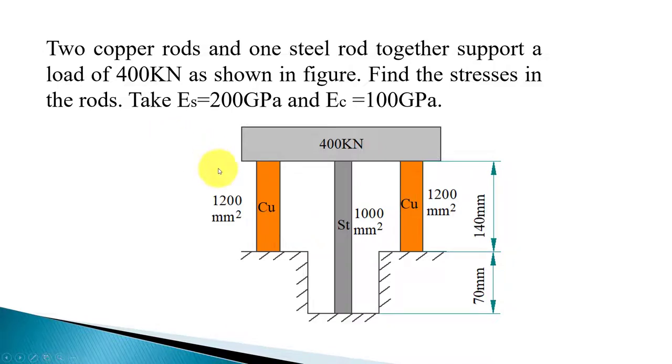So in this example we have two copper rods of equal cross-sectional area along with another steel rod supporting a load of 400 kN. The copper rods each have a cross-sectional area of 1200 mm square, whereas the steel rod has an area of 1000 mm square. Assuming that the load remains horizontal, all the bars will get compressed equally, so the deformation in all these bars is going to be equal.